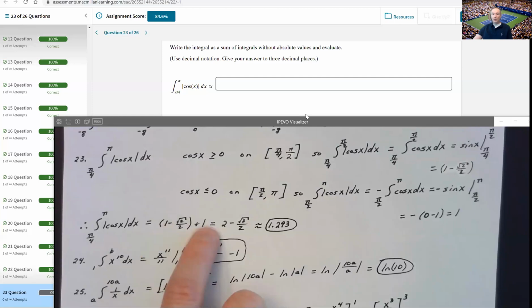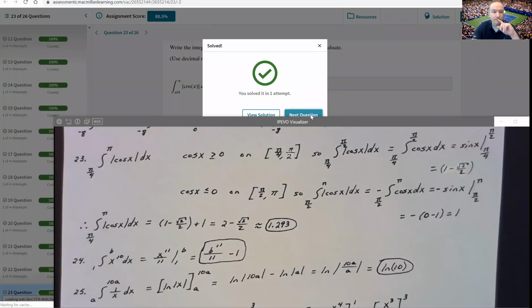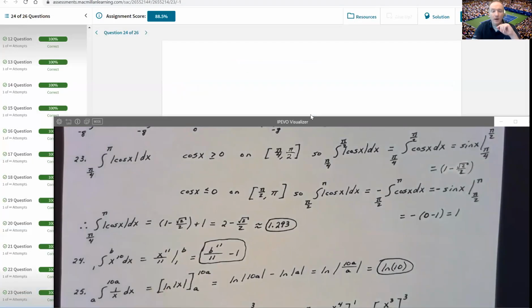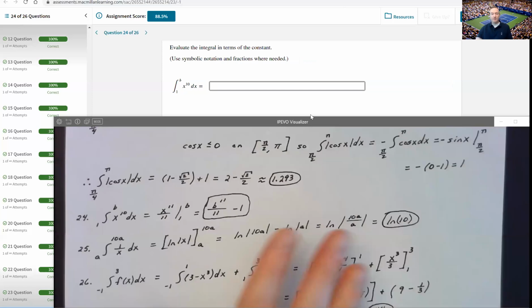That's going to give us a total of 2 minus the square root of 2 over 2, which in this case, I would prefer an exact answer, but they're wanting a decimal approximation. So as a decimal, that's 1.293 to 3 decimal places. We'll check that answer, and they like it. Up next, I did some problems like these in the notes. They're pretty quick and straightforward.